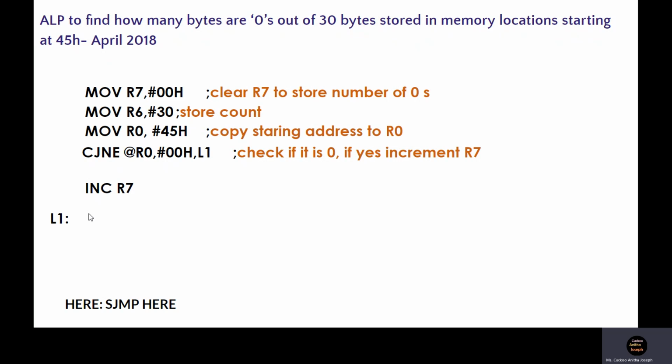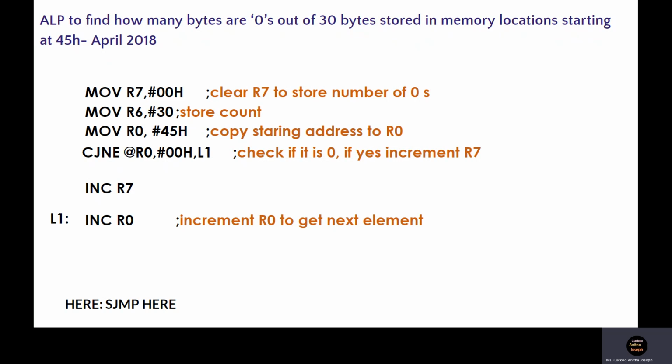Once we reach L1, what should we do? We should increment R0 so that we can perform the next comparison. Increment R0 so that it will point to the next element. Then we should check whether the count register has reached the 0 value. How will we keep track of the number of comparisons? We have already stored the required number of comparisons in a register. In this program, the number of comparisons to be performed is equal to the number of bytes in the array. So that has been stored in R6.